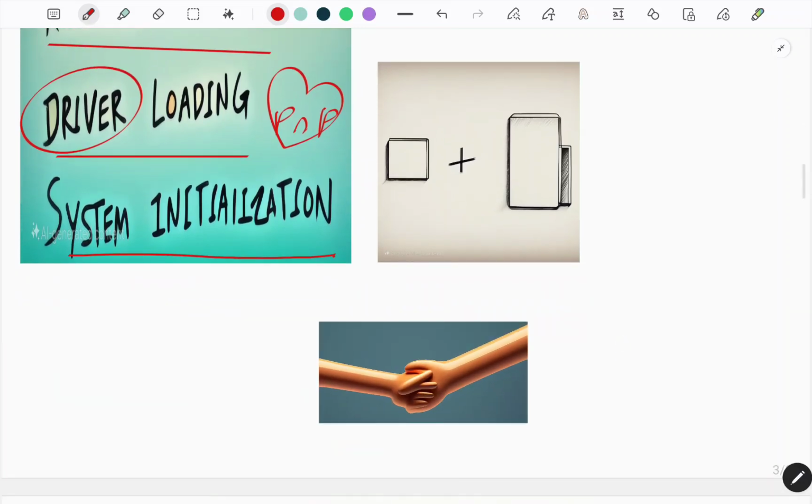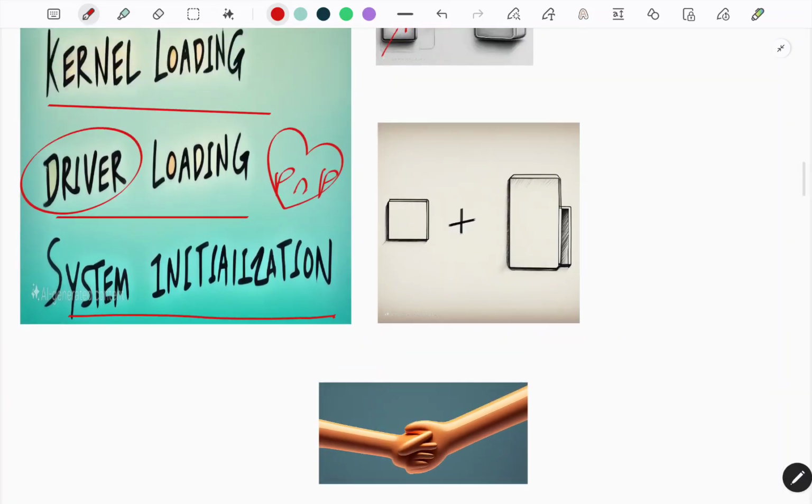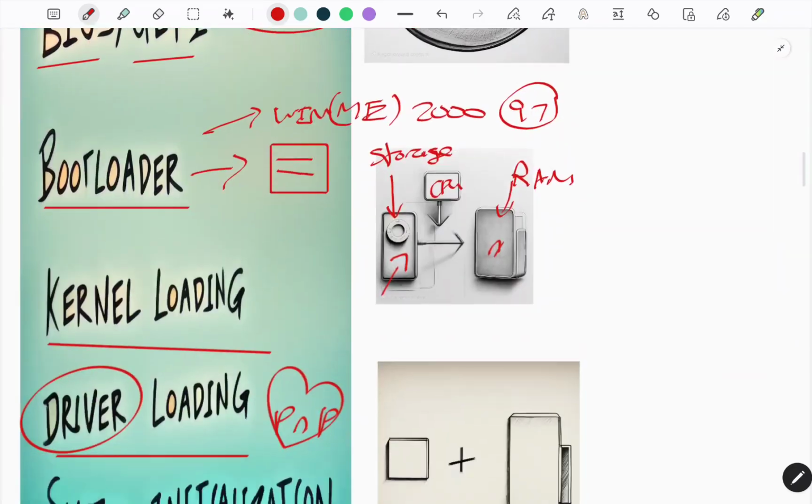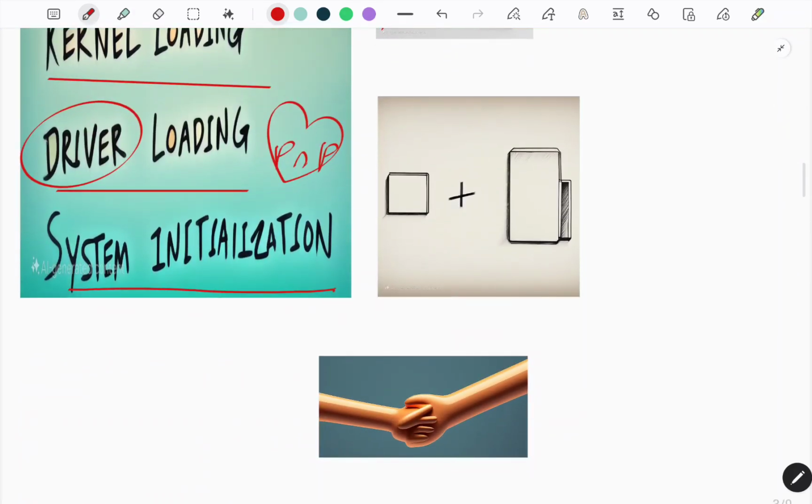In simple words, the booting process is, what is this thing? I tried to show that, but the drawing doesn't come out because I'm a bad drawer. It's a handshake. The booting process is a handshake between the OS and the hardware. It's a handshake between them.